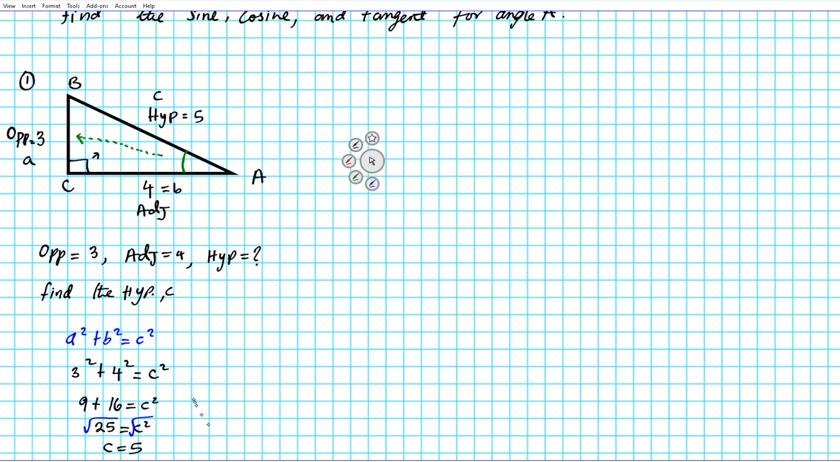Now we are ready to find the 3 trig ratios. Let's start with sine. Sine of angle A. We're going to use SohCahToa again. So let's put it up here.